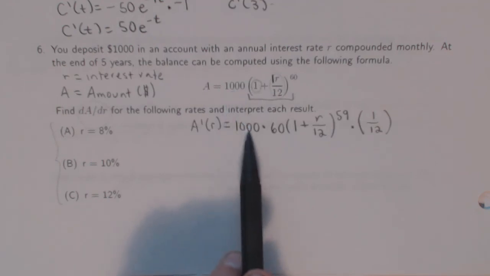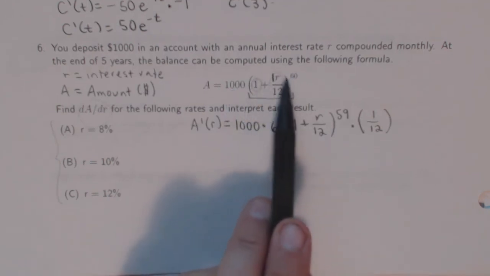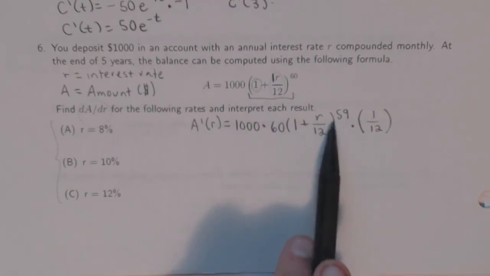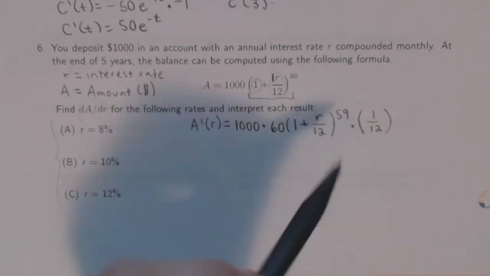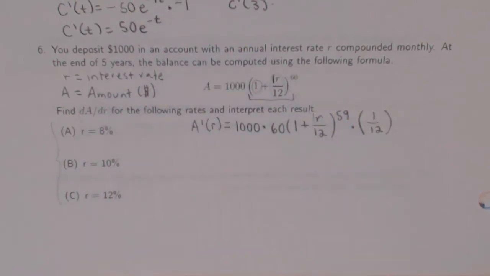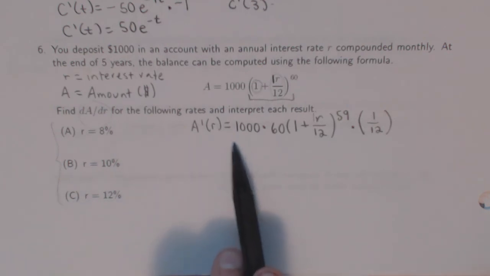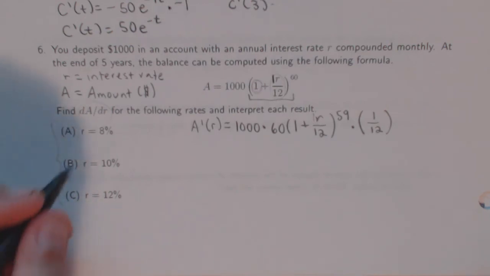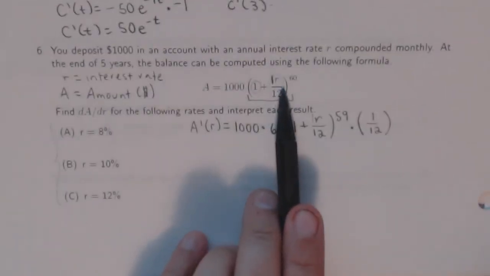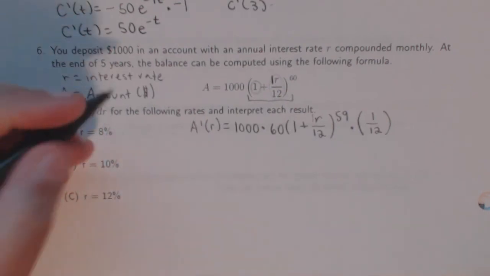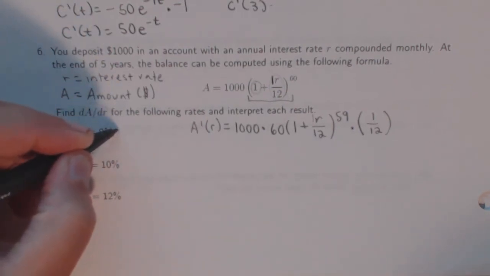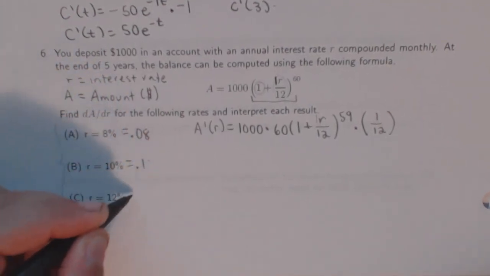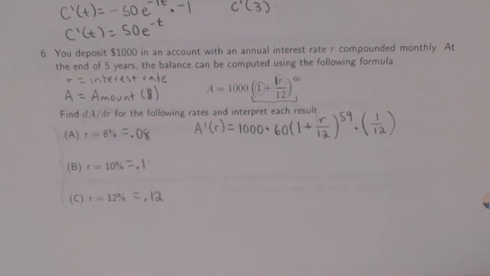So let's look at it again. 1,000 is your constant, comes on down. We're going to use a chain rule. It would be 60 times (1 plus R over 12) to the 59, and then times the derivative of the inside, which is just 1/12. So we have the derivative, and we're going to now plug these in. And remember, if we're going to use this formula, the percentage has to be changed to a decimal. So we're going to evaluate 0.08, 0.1, and 0.12, and we'll use Excel to do that.